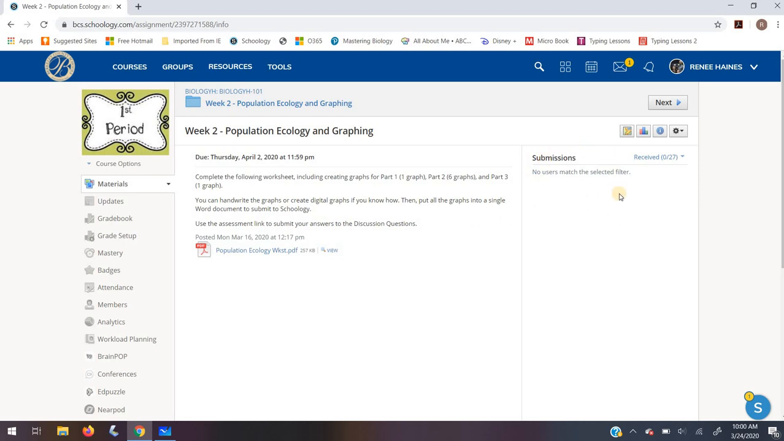Over here on your side, mine says submissions and it's waiting for some of you to turn things in, but yours should have a link to be able to submit, and that's where you're going to send in your pictures or your graphs. Down here at the bottom is your data that you're going to be graphing. If you click on this one, it's going to download your file, but if you click view, it should just open up in another tab so you can see it on the web.